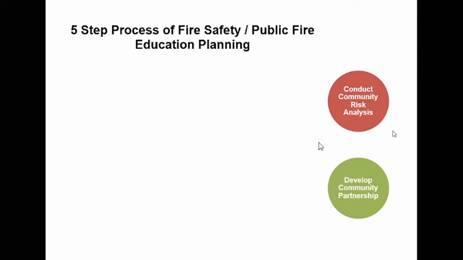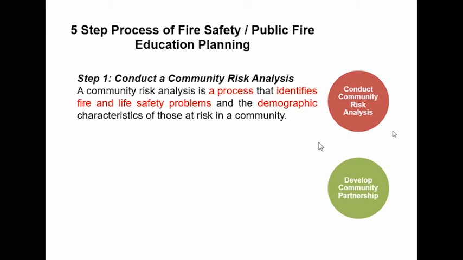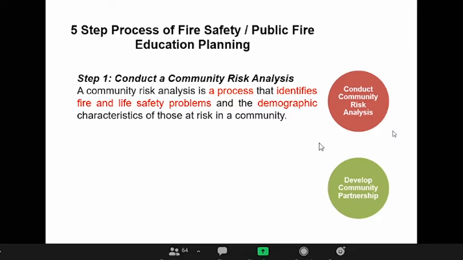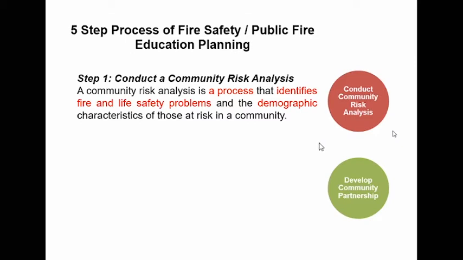Okay. Now, to continue, again, to expound more on the 5-step process of fire safety and prevention and education planning. Okay. Ito, yung kanina, conduct a community risk analysis. Ang sabi dyan, a community risk analysis is a process that identifies fire and life safety problems and the demographic characteristics of those at risk in a community. Okay. Now, what the question is, what is this process? How is this process being done? Paano ba itong process na you identify the fire and life safety problems and the demographic?